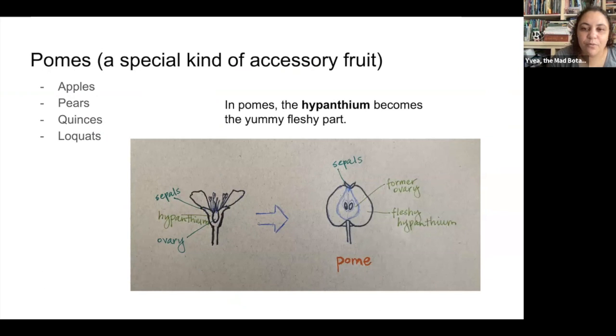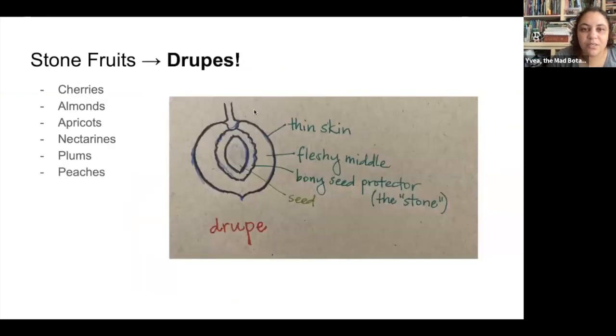And then we have one more kind, and that's our stone fruits. And like Ray Bonto said earlier, those are drupes. And so our drupes pretty much mean that we have a thin skin, a fleshy middle, and kind of a bony seed protector with a seed inside. And again, that's why avocados don't qualify, because they don't have a bony seed protector. What we see on the inside is just seed, all seed, with a very, very thin seed case. And so this is all made of ovary. This all comes from the pistil.